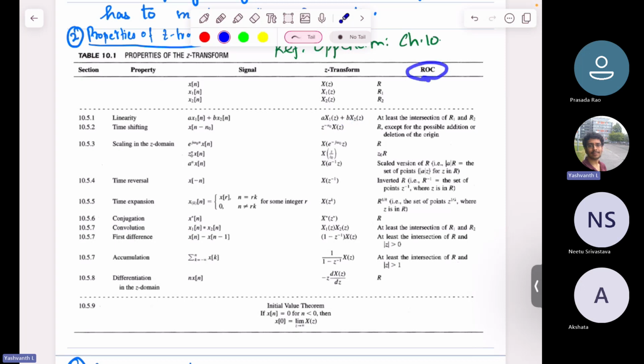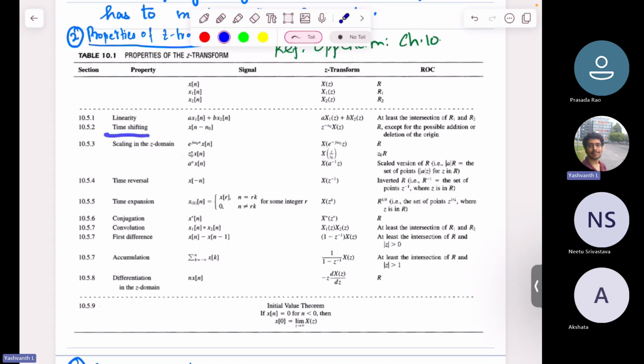And how will the ROC be? It will be at least the intersection of R1 and R2. Next is... I'm discussing all these properties just to recall, but the professor had derived all these properties in depth in the class. I remember that. Okay, so let's just quickly recall.